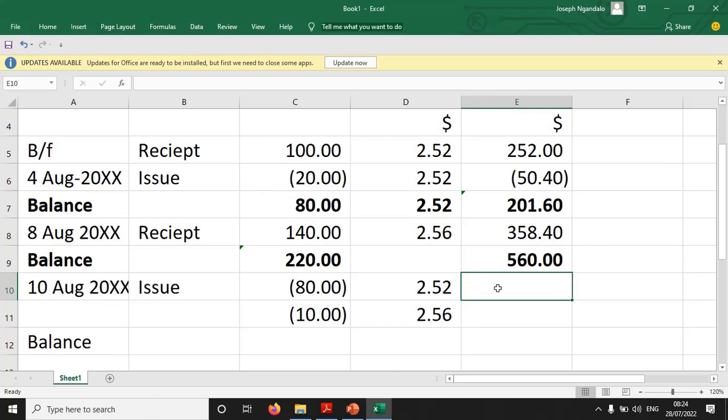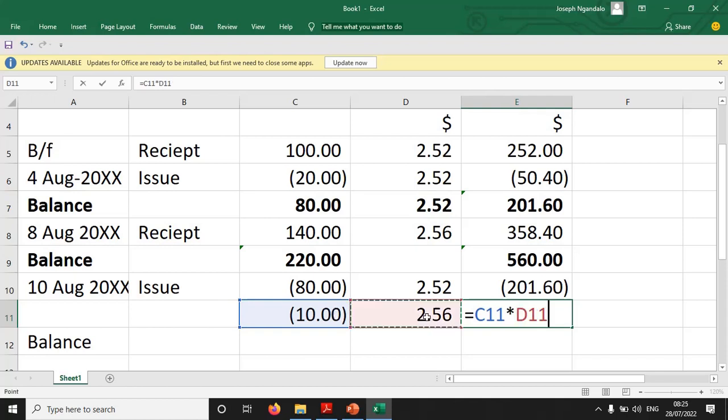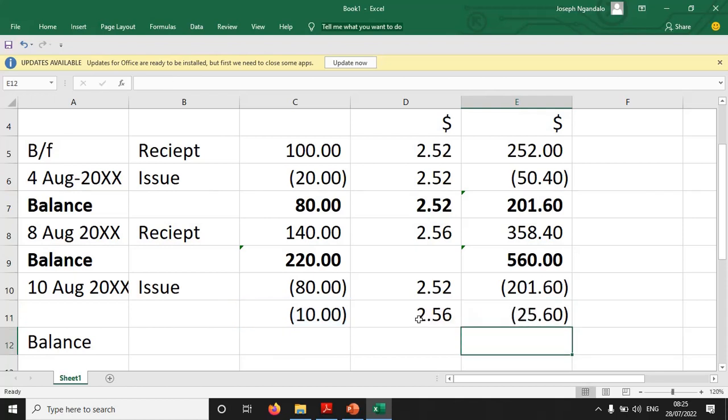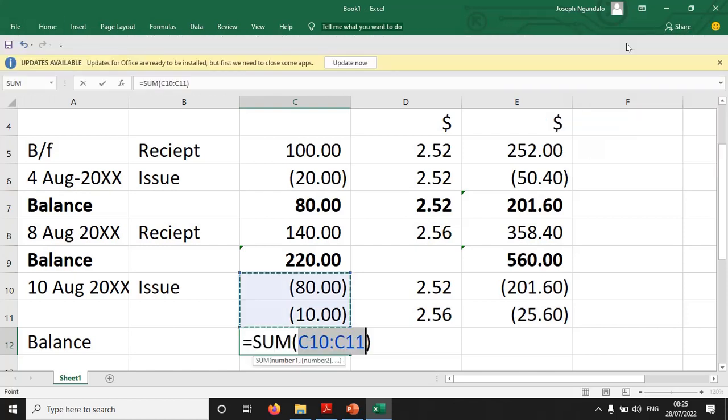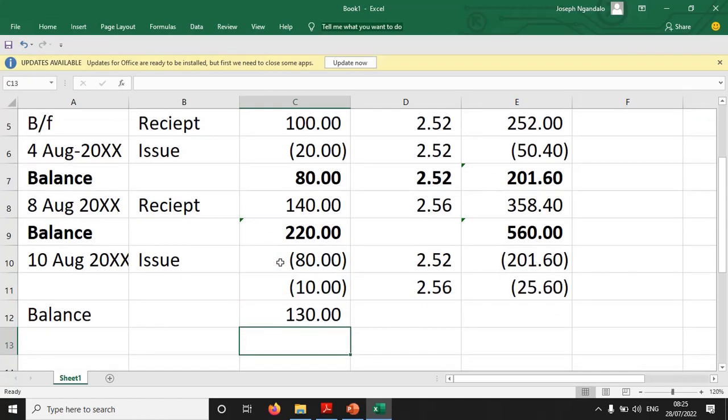Yes, it's correct. So you multiply, and then you get your numbers. Also you do the same, right? Multiply, then you get your numbers. Let's get the balance like the way they have advised. Every time there is an issue or receipt, we have the balance, so that we don't get it mixed up. How much are you getting? 130. And how much are you getting there?